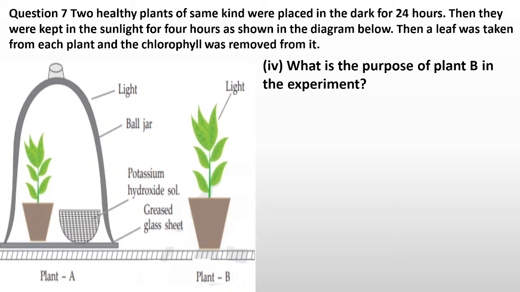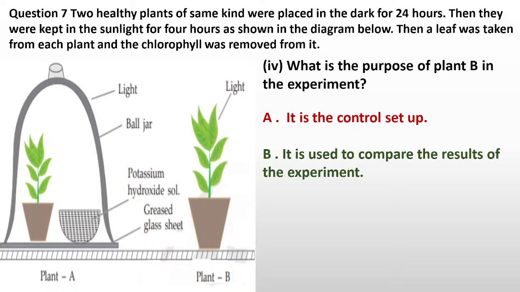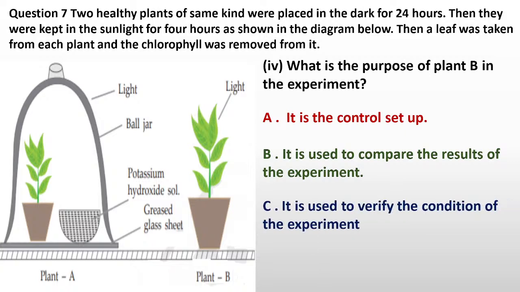You can see the setup wherein plant A as well as plant B are taken. Plant A has been given a different treatment. It's been kept under a bell jar with potassium hydroxide solution along with the greased glass sheet. But plant B is just kept free, exposed to the natural surroundings. So what is the purpose of plant B in the experiment? A, it is a control setup. B, it is used to compare the results of the experiment. C, it is used to verify the condition of the experiment. D, all of the above.